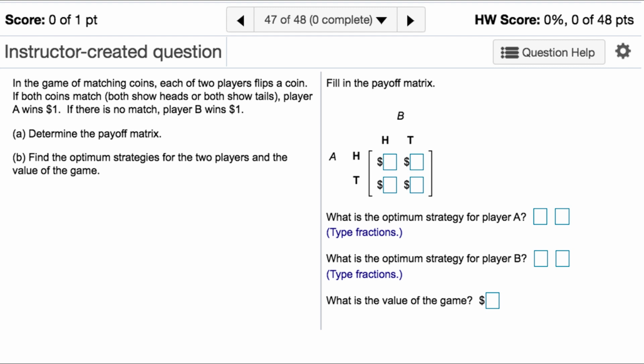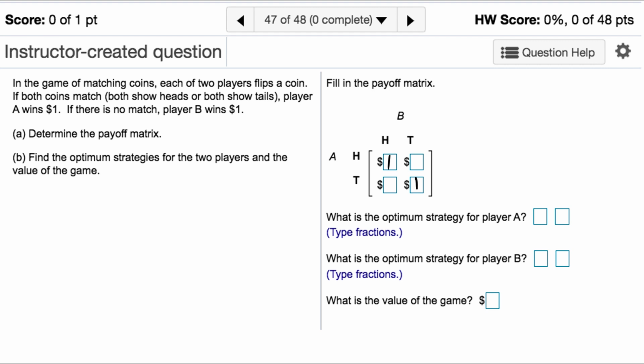Next one. In the game of matching coins, each of two players flips a coin. If both coins match, that's both show heads or both show tails, player A wins $1. So we've got a matrix set up here where heads is option 1, tails is option 2. So if they both match, both heads or tails, player A wins $1. So that's 1 in the top left and 1 in the bottom right of our matrix.